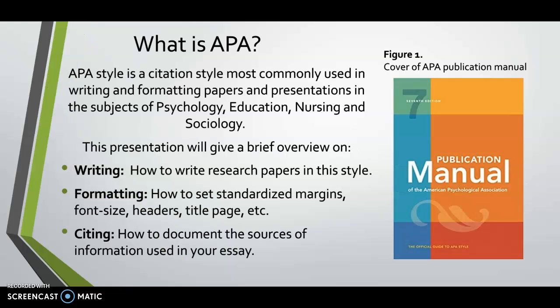So what is APA? To start out, it is a citation style that's primarily used in psychology, education, sociology. It shows you how to write a research paper in a certain style, how to format, and also how to cite your sources correctly.